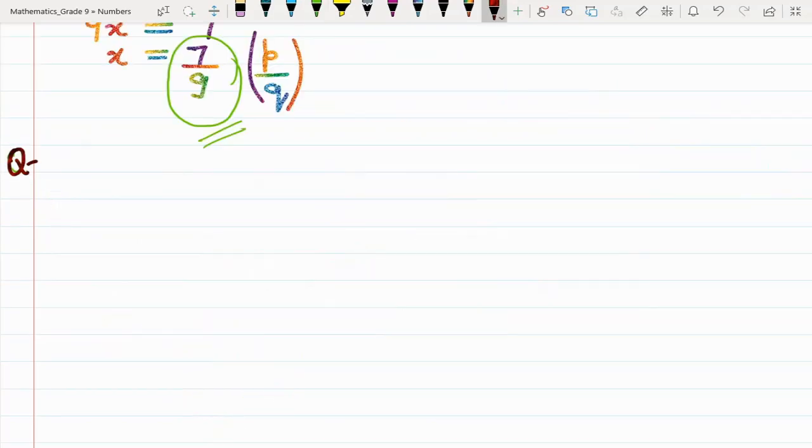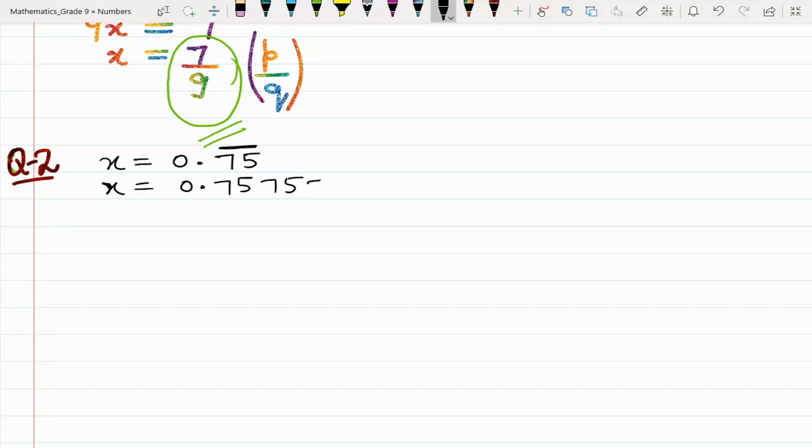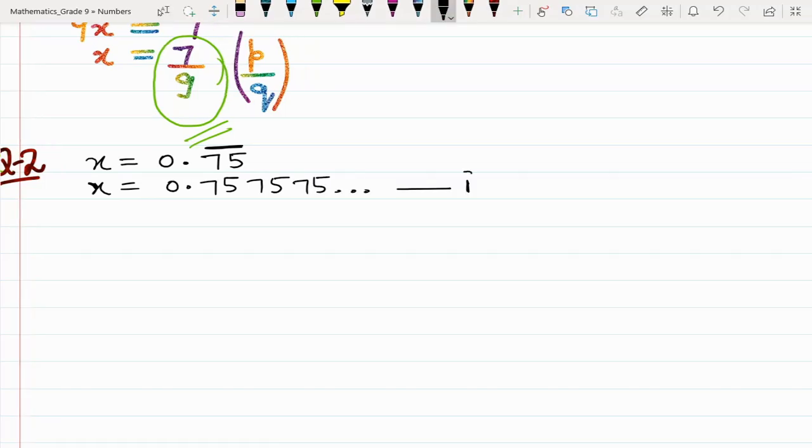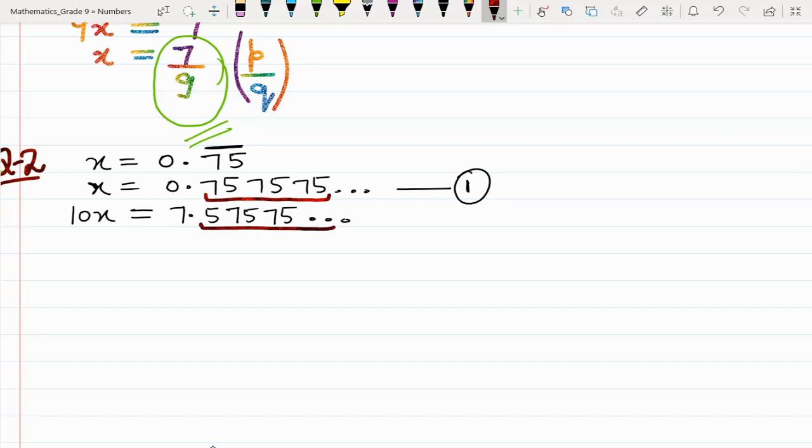Okay, let's move on to the second example now. In the second example, we have two recurring digits. x equals 0.75 bar. So my x becomes 0.757575 and so on. Let's put it as equation number 1. Now if I multiply this equation with 10, my decimal will be shifted to the right. Make sure here also I concentrate on my decimal part, that is 757575. This is my repeating part. My decimal part is not matching with equation 1. It has to be exactly the same as equation 1.